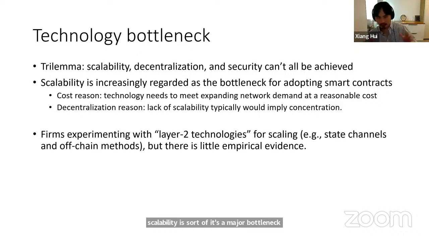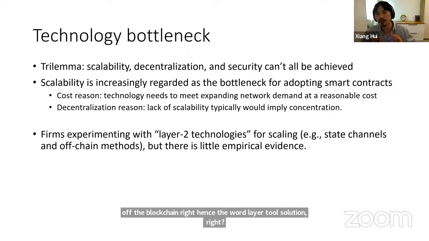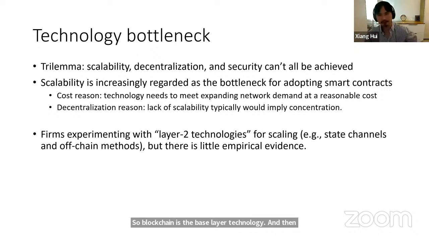Now, firms and startups in this space have been actively experimenting with so-called Layer-2 technologies for scaling. Examples include state channels or off-chain methods. I won't go into details on what exactly those are, but essentially the idea is to take some of the processing or computation burden from the blockchain to off the blockchain. Hence the word Layer-2 solution: blockchain is the base layer technology, and we're taking something off it to the second layer.